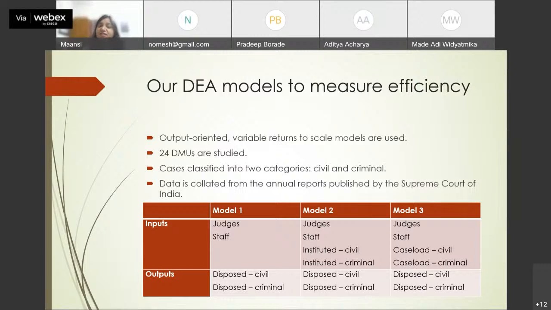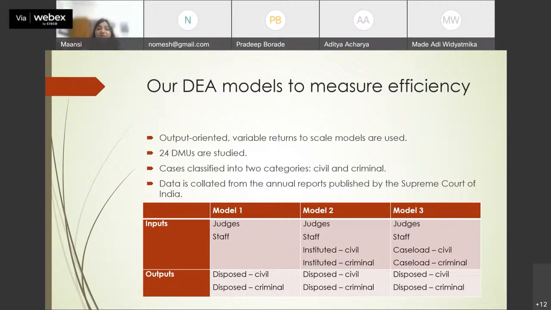We've classified the cases into 2 broad categories, civil and criminal. And we've collated the data from the annual reports that are published by the Supreme Court of India. Now, one of the main things that is important while measuring efficiency using DEA is to choose suitable input and output variables that are relevant from a policy perspective. And secondly, we cannot take a very high number of input and output variables, because as the number of variables increases for the same number of DMUs, the discriminatory power of the model will reduce.